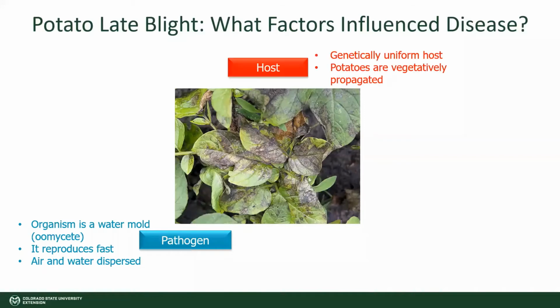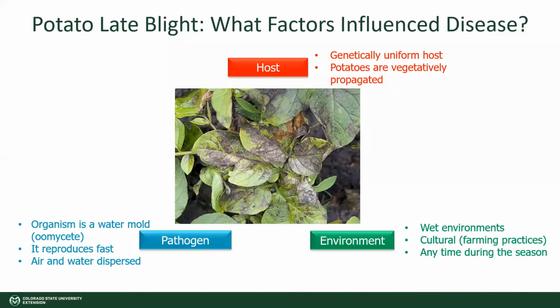Then we have a host, and in the case of potatoes, they are vegetatively propagated. That means that the host doesn't have any genetic diversity. So one potato plant is exactly the same genetically as the next potato plant. That increases the probability that a pathogen will wipe out every single plant. And then we have an environment. And as I mentioned before, Ireland has a very wet environment. It rains a lot, but the cultural or farming practices of the time also didn't help. So that also helped to develop this disease.